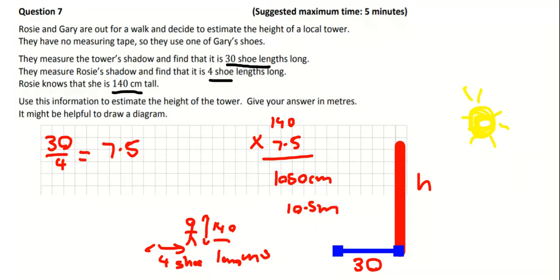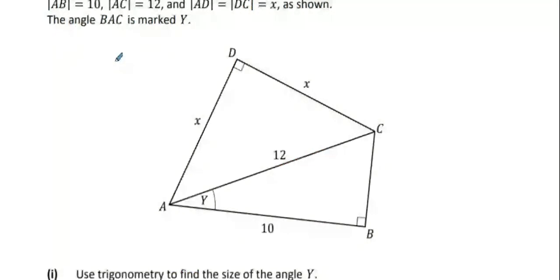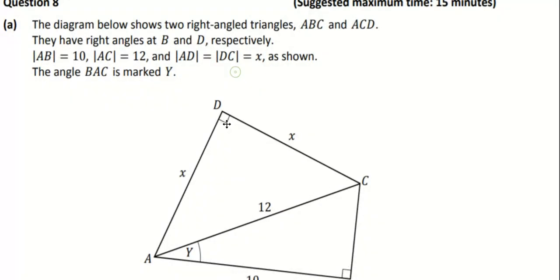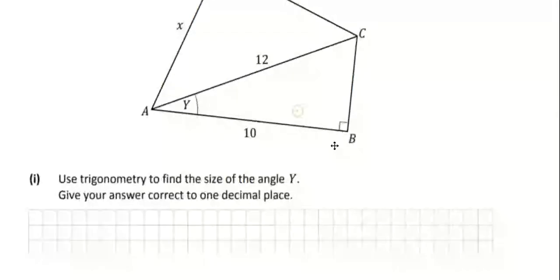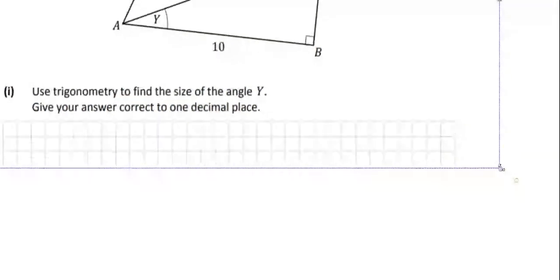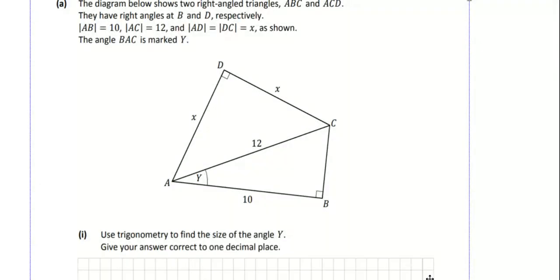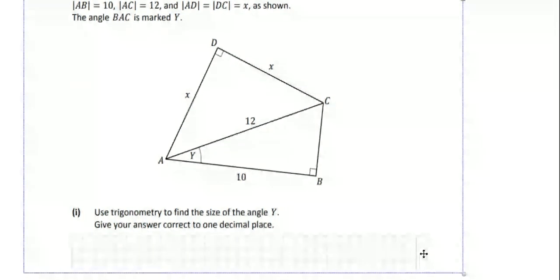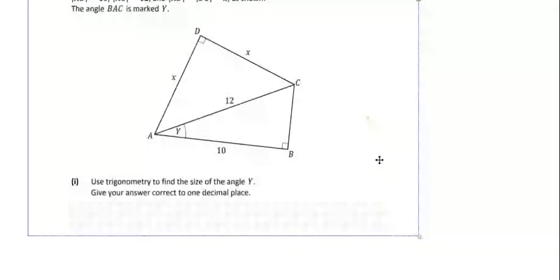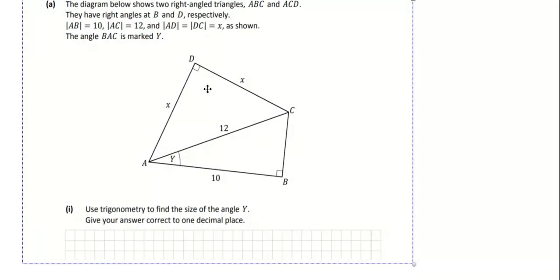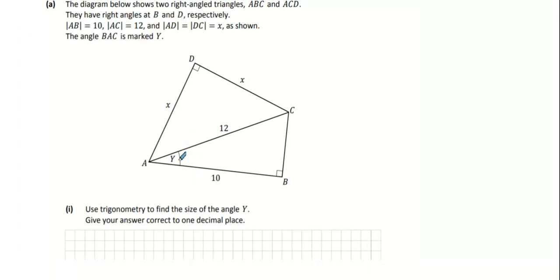Okay, that question wasn't so bad. Question 8, which we have here. We have 2 right-angled triangles, ABC and ACD, with right angles at B and D respectively. AB is 10, AC is 12. We're going to try and find the angle Y. Here is the angle Y.